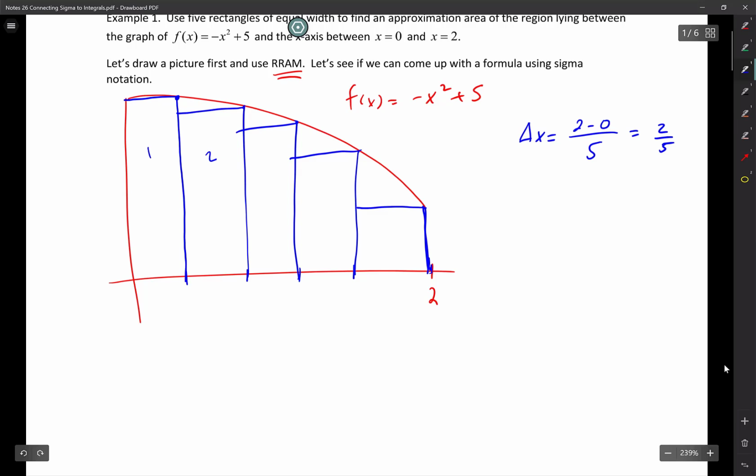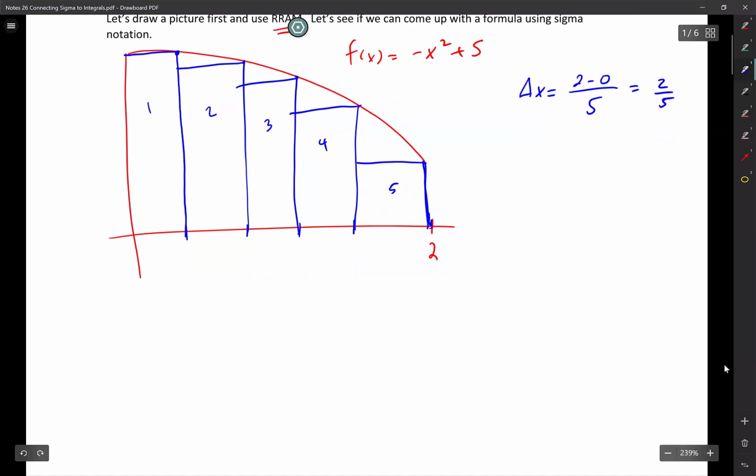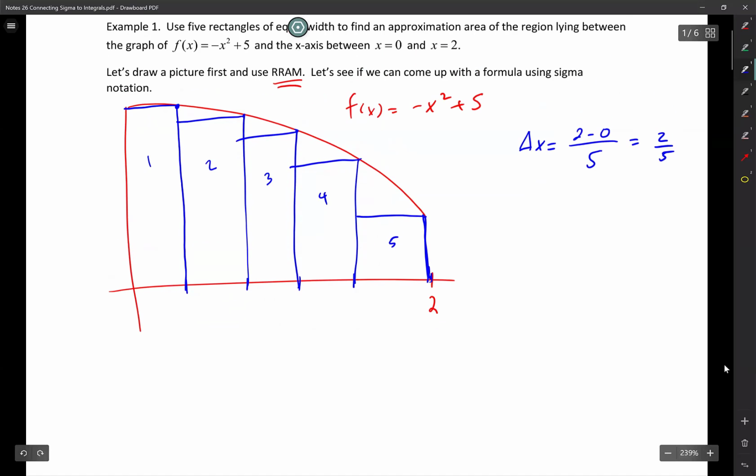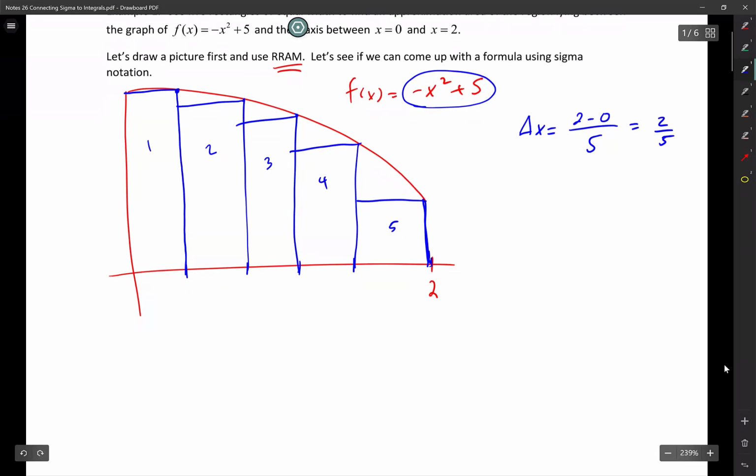First rectangle, second rectangle, third rectangle, fourth rectangle, fifth rectangle. And if I wanted to figure out the area of all this, I would go like this. I need to figure out the height. So the height is determined by the equation. A lot of you guys on that handout, you messed up big time. So here it is. How do I figure out the height of my first rectangle?